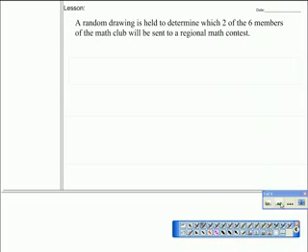A random drawing is held to determine which 2 of the 6 members of the math club will be sent to the regional math contest.